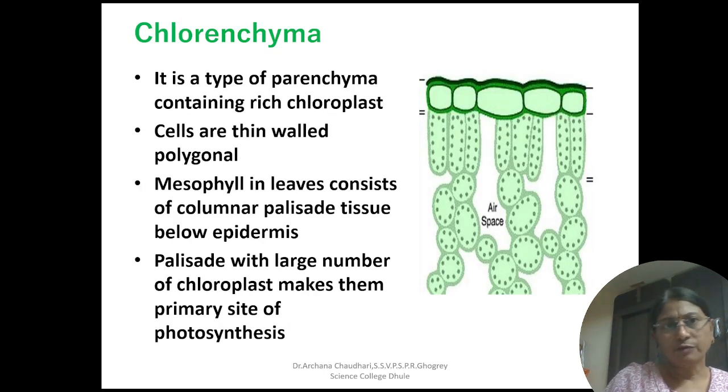The parenchyma, which is modified as chlorenchyma, contains rich chloroplasts. The cells are thin-walled, polygonal. Mesophyll in the leaves consists of columnar palisade tissue just below the epidermis. Palisade with a large number of chloroplasts makes them the primary site of photosynthesis.